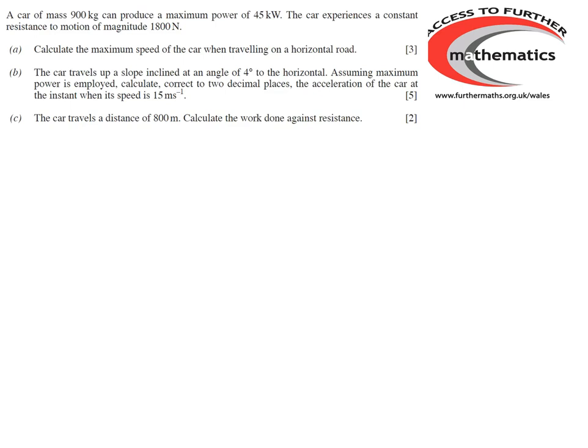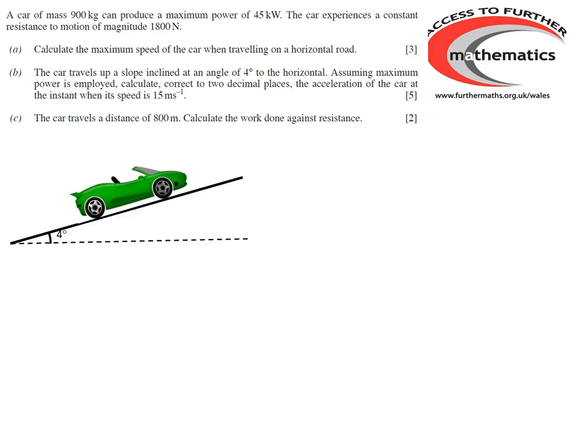Now in the second part of the question, we have the car travelling up a slope inclined at an angle of 4 degrees to the horizontal. Assuming that the maximum power is still employed, we have to calculate, correct to 2 decimal places, the acceleration of the car at the instant when its speed is 15 meters per second. So again, we need to draw a diagram. So we've got the car going up the slope, we have the weight, we have the driving force, we have the reaction, and we have the resistive force.